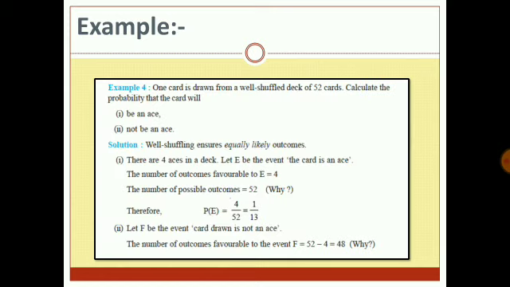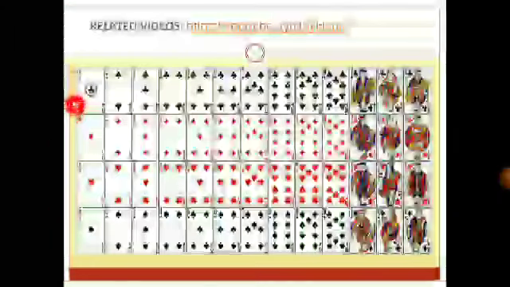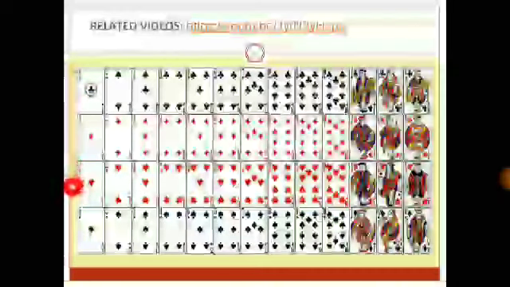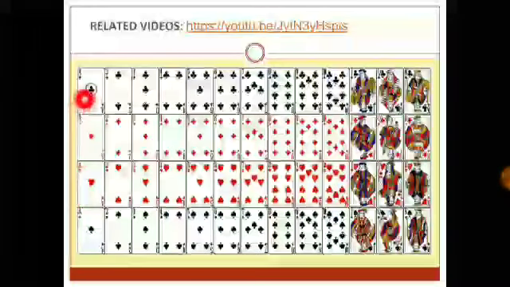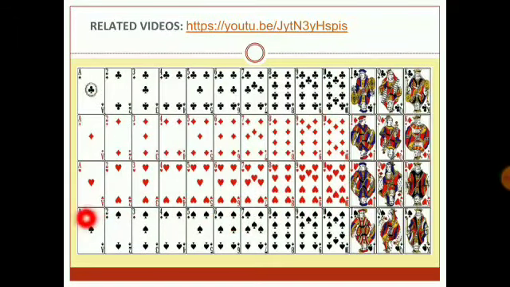Let us take up an example now. We are taking up example 4 from your NCERT book. One card is drawn from a well-shuffled deck of 52 cards. Calculate the probability that the card will be an ace. Now you all know how many aces are there. Just see here how many aces are there. There are 4 aces, one of clubs, one of diamonds, one of heart, and one of spades. So therefore the probability of getting the ace is 4 out of 52 cards. So the probability is 4 by 52, which is equal to 1 by 13.